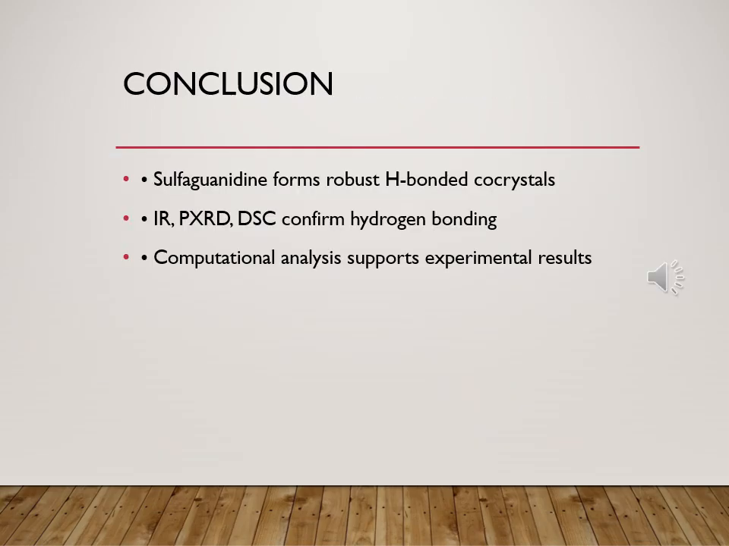In conclusion, sulfaguanidine forms hydrogen-bonded co-crystals with a variety of coformers. The crystal structures revealed common patterns that play a key role in the molecular packing. Experiments like IR and thermal analysis like differential scanning calorimetry confirm how hydrogen bonding can be used to design new pharmaceutical co-crystals.